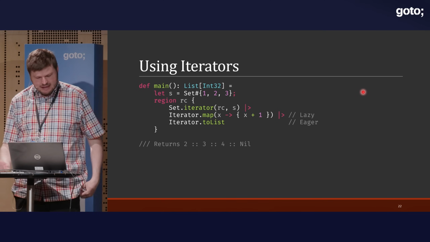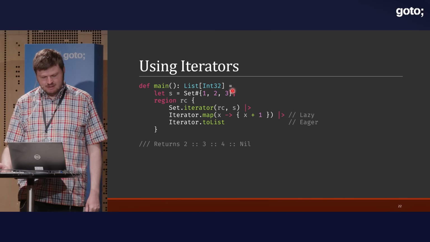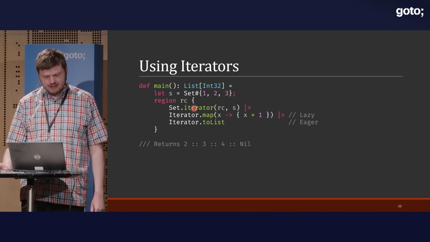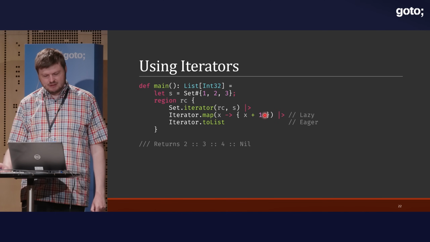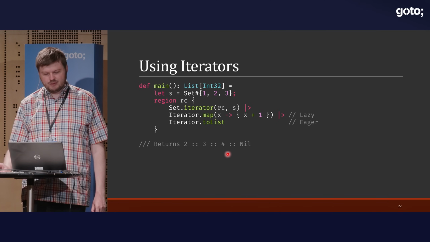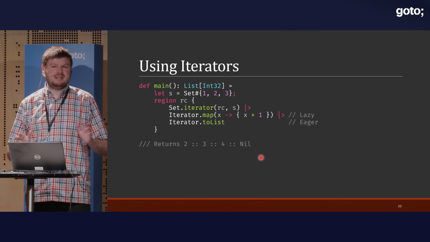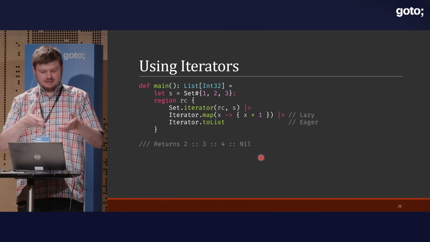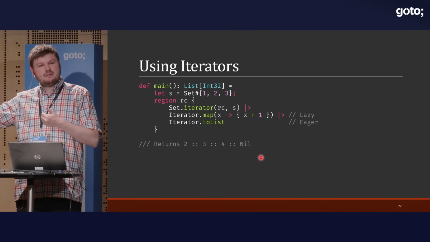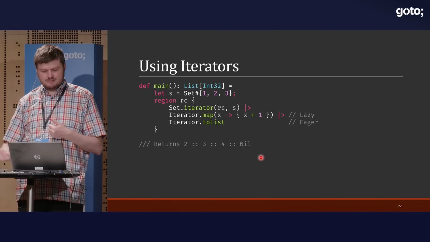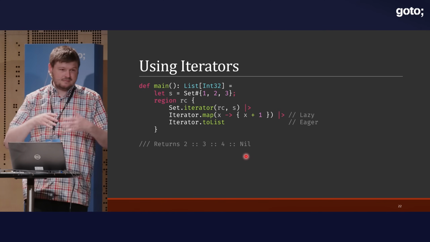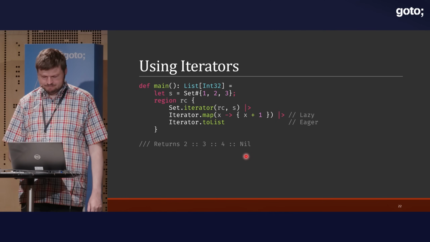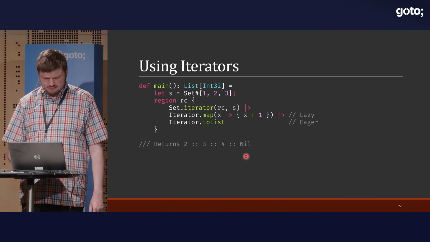Okay, so if I have a set, for example, and I have this region, I allocate an iterator over the set, and I map this function incrementing, and I say toList, well, I get out the list 2, 3, 4. It's not really that surprising. I get an iterator, right? The set is 1, 2, 3. I'm mapping a function that increments the elements, and then I convert the iterator to a list, so I get out a list where the elements are being incremented. Good.